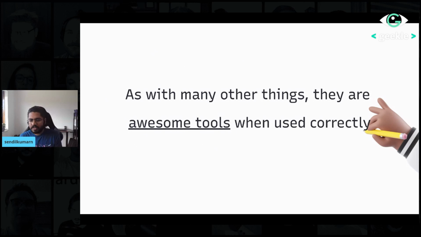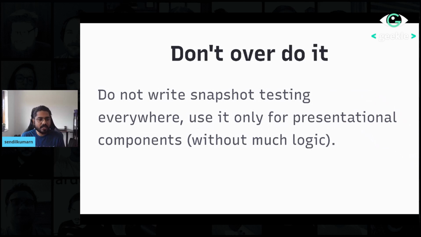So as with many other things, especially in the software industry, especially in development tools, there are awesome tools that can be used pretty well. Snapshot testing also, you can use it better by following a few of these things. One is, do not try to overdo anything. For example, do not have snapshot testing everywhere. It's easy, but for your util testing or the functions that you're writing, do not go for snapshot testing. Go and do unit testing there.